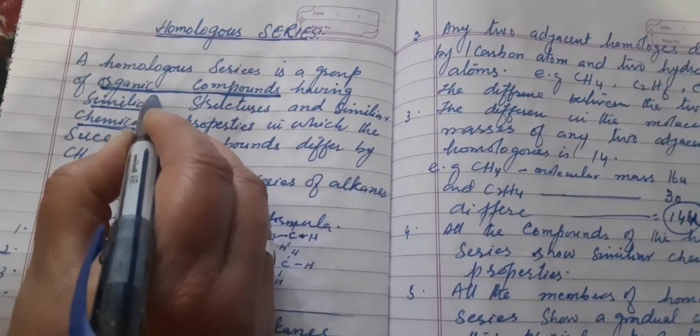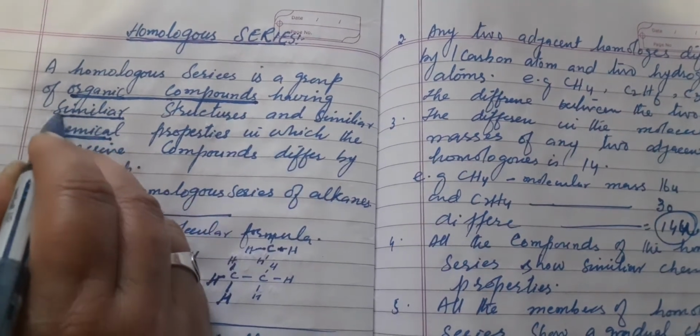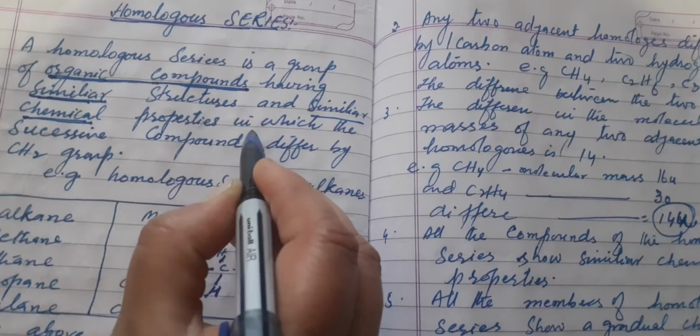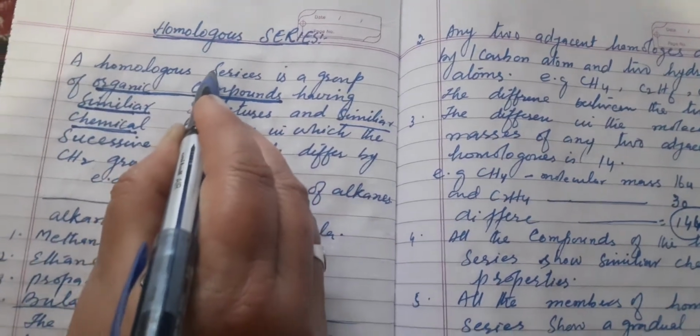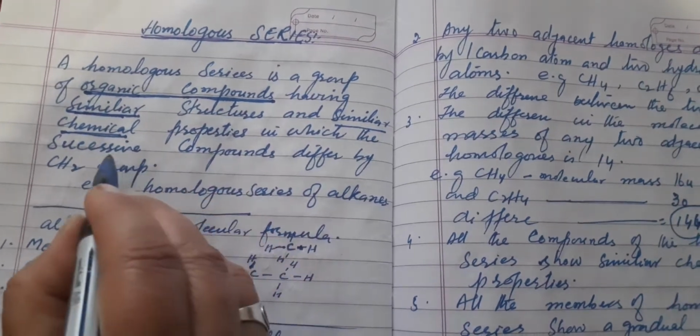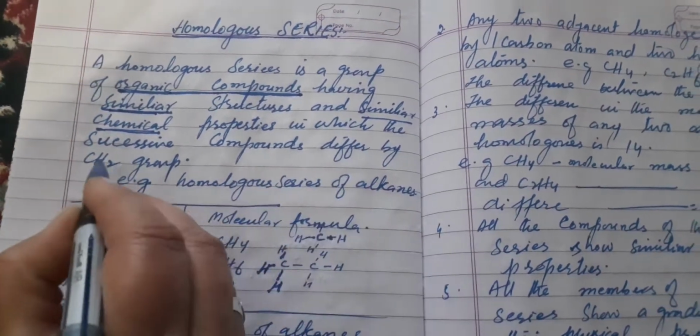वो ऑर्गेनिक कंपाउंड्स which are in a group and have similar structure and similar chemical properties are called as homologous series. And the members of homologous series, they differ. Successive two members of homologous series, they differ by CH2.